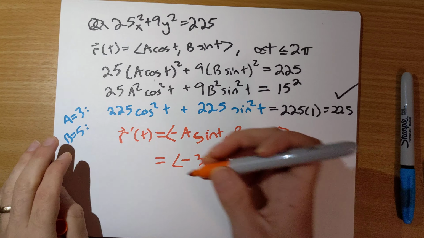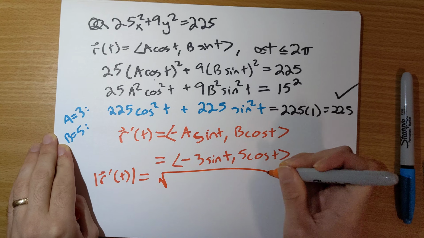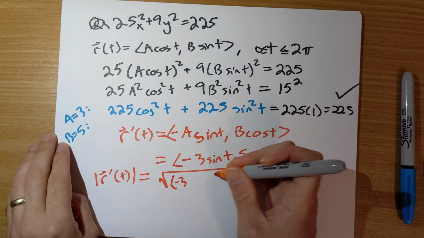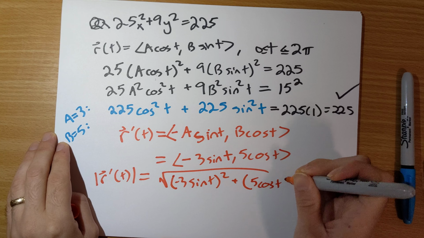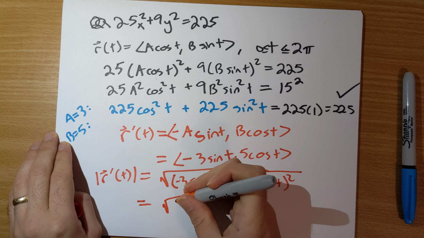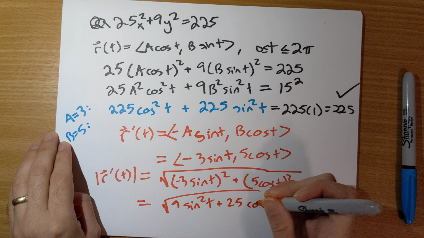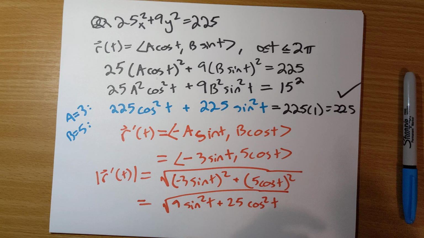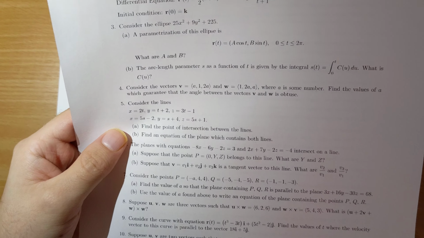And the speed of this, the magnitude of r prime of t, is the square root of the first component squared, negative 3 sine t squared, plus the second component squared, 5 cosine t squared, and this ends up as the square root of 9 sine squared t plus 25 cosine squared t.